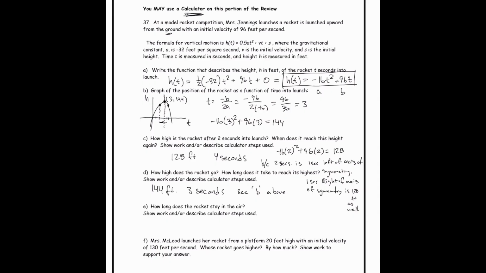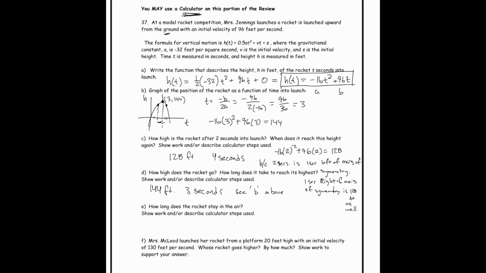How long does a rocket stay in the air? Okay, well, again, axis of symmetry. If it reached its highest point at 3 seconds, then it's going to take 3 seconds to come down. So this is going to be 6 seconds. Basically what I just said. 3 seconds for the max, 3 seconds to come down, right? It's the way it works.